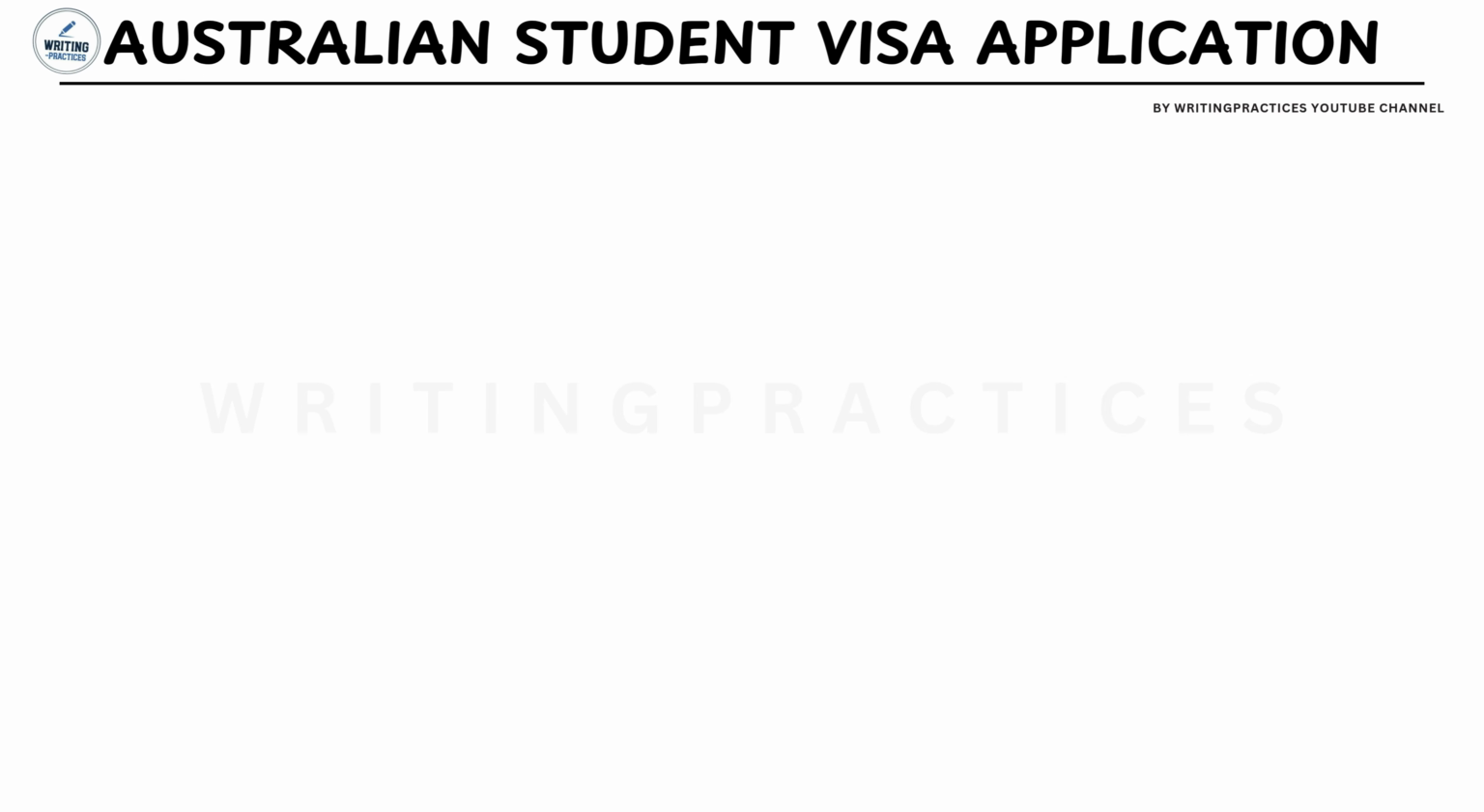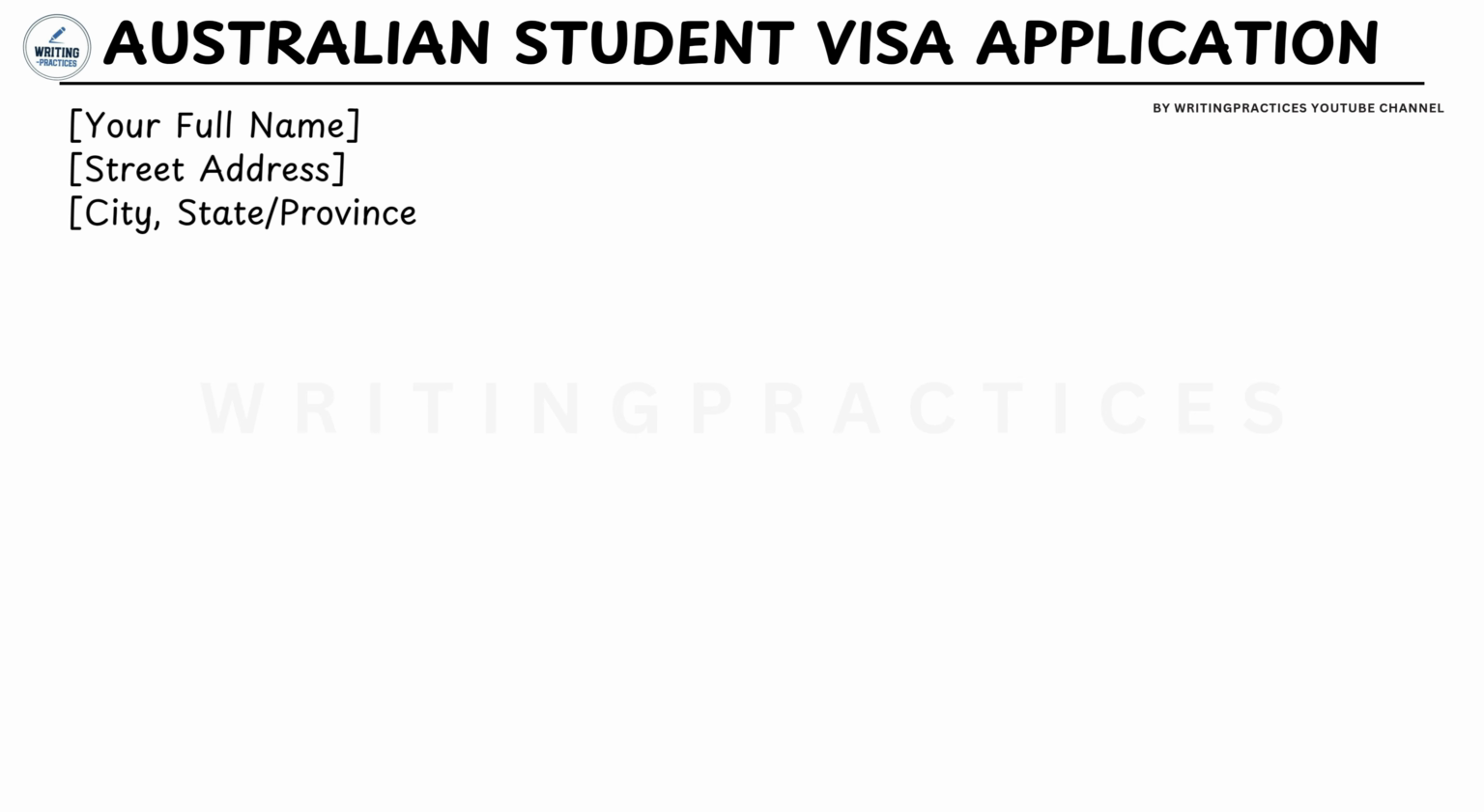In today's video, we are going to learn how to write an Australian student visa application letter for Subclass 500. This letter is used when applying for an Australian student visa to study at a registered educational institution in Australia. Immigration officers review this letter to understand your study plans, financial readiness, and genuine intention to study in Australia. Now let's go through it step by step, so you know exactly what to write, why each part is important, and how to write it properly.